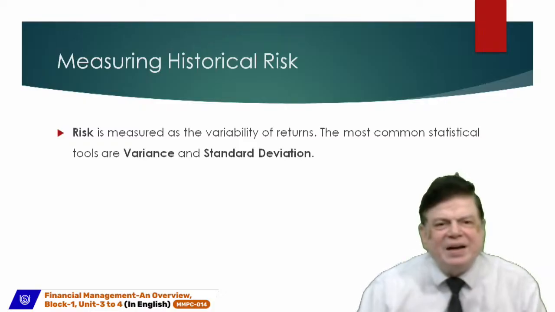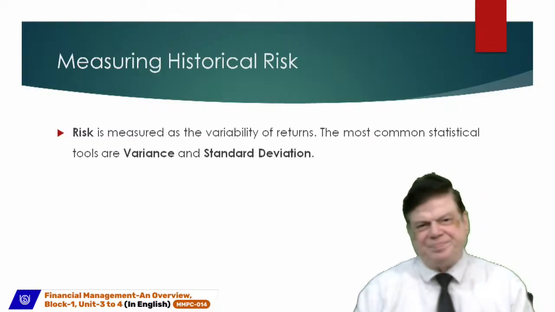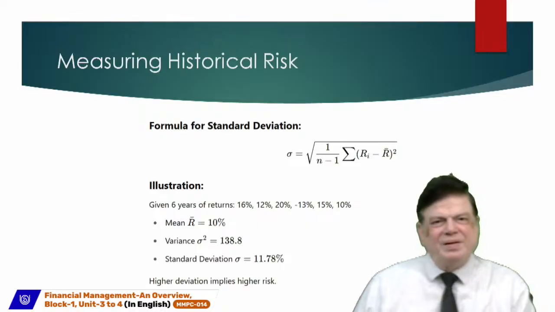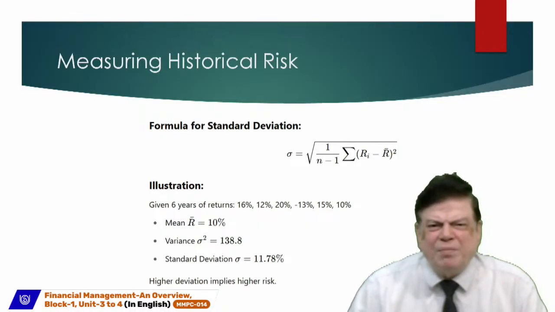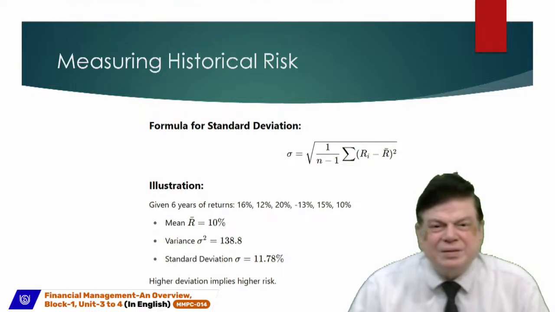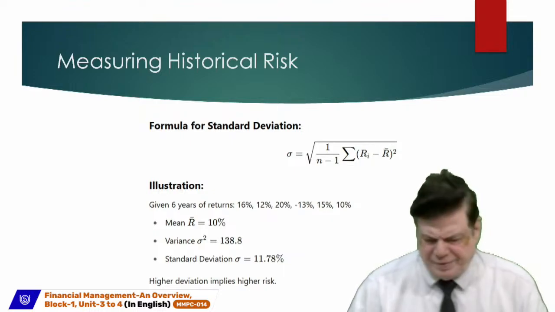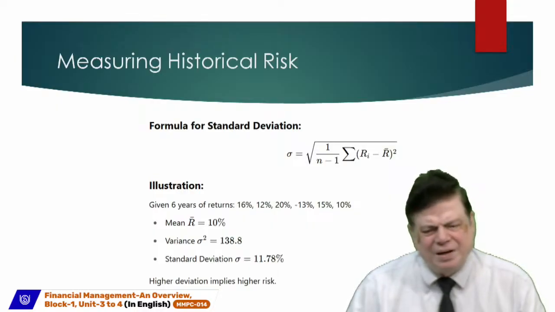Risk is measured as the variability of returns. The most common statistical tools are variance and standard deviation. Now, the standard deviation formula is: standard deviation is equal to the square root of 1 divided by n minus 1, summation of (R_i minus R bar, that is the mean R) whole square.